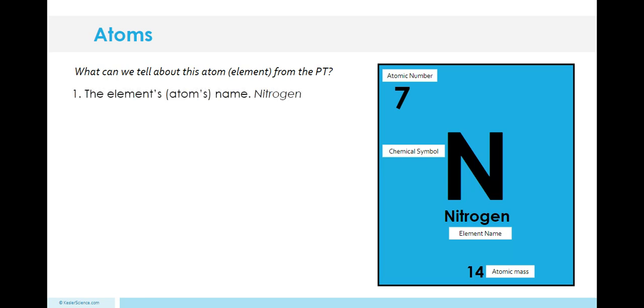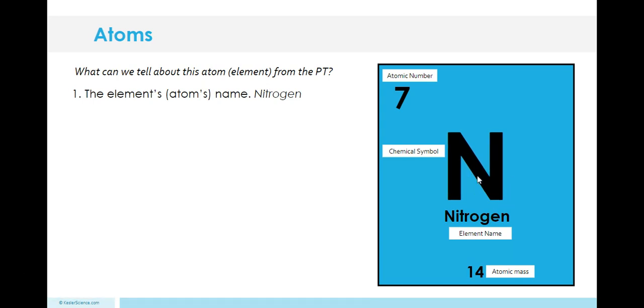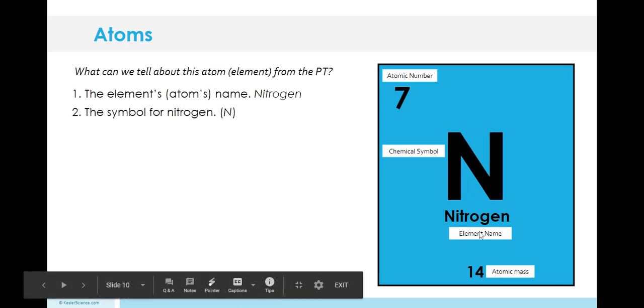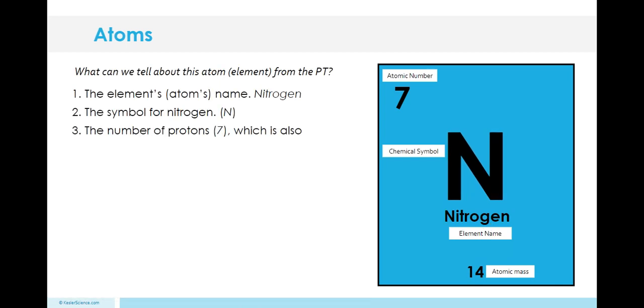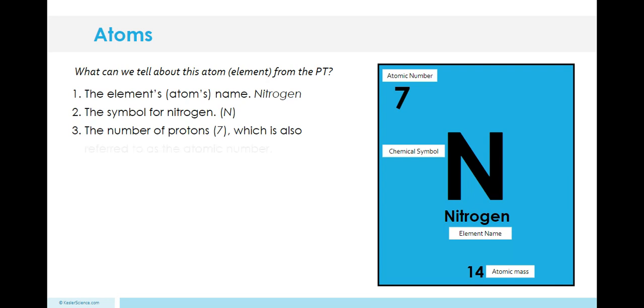The element's or the atom's name, in this case, we're looking at the element nitrogen. The chemical symbol is listed here with the element name right underneath it. We can tell by the atomic number that this element nitrogen has 7 protons. So the number of protons is the same number as the atomic number. If you know the atomic number, then you know how many protons that element or that atom has.